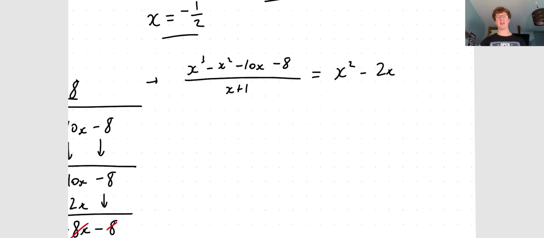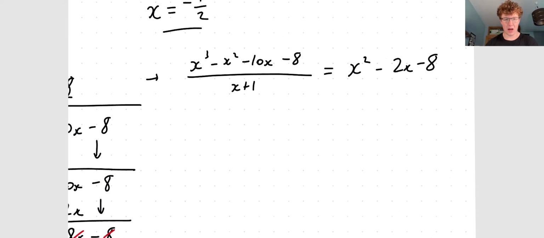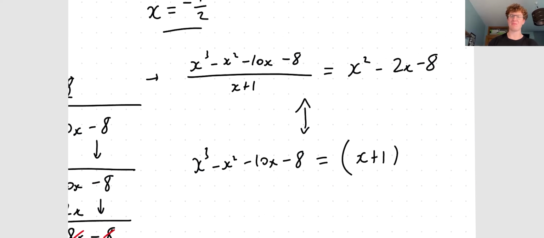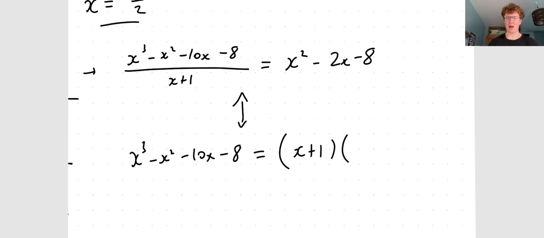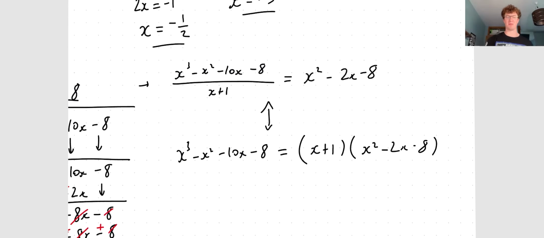And there we go. That's all there is to it. We can also write this as x cubed minus x squared minus 10x minus 8 is equal to x plus 1 times x squared minus 2x minus 8. These are the same thing. We just multiplied across by the x plus 1. But this is what you get.